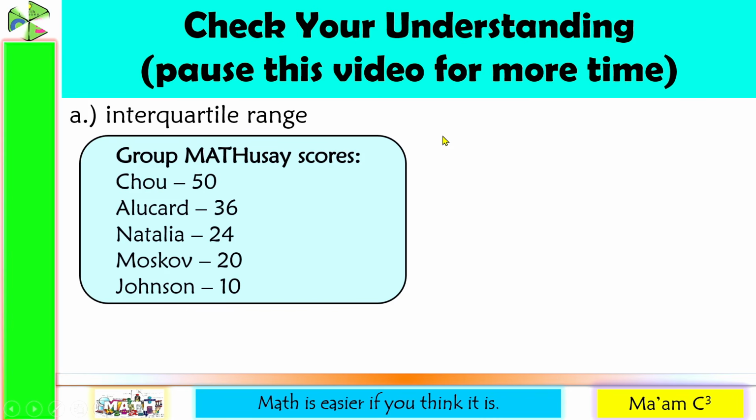First step, we have to arrange these values in ascending order. So we have 10, 20, 24, 36, and 50. Step 2, we have to look for the median, the middlemost value. Since we have 1, 2, 3, 4, 5, this is an odd number. The middlemost value is the third one, so that is 24.